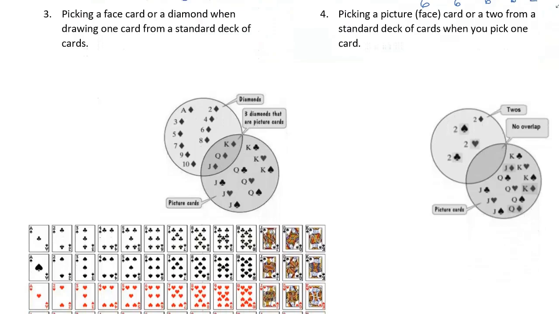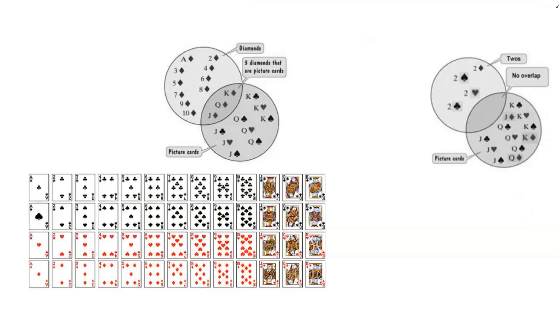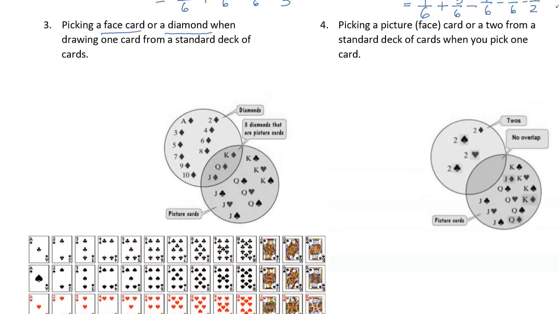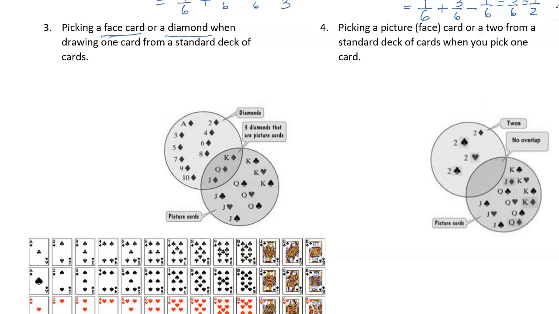All right, the next problem is talking about picking a face card or a diamond when drawing one card from a standard deck of cards. And I've included a pictorial representation of a deck of cards. You don't have to memorize that. But let's see what this problem is asking for. The probability of picking a face card or a diamond.